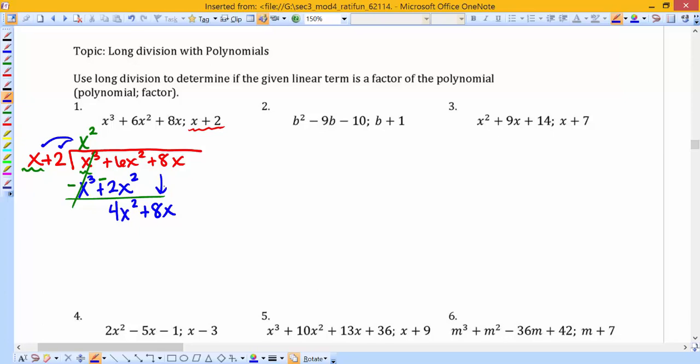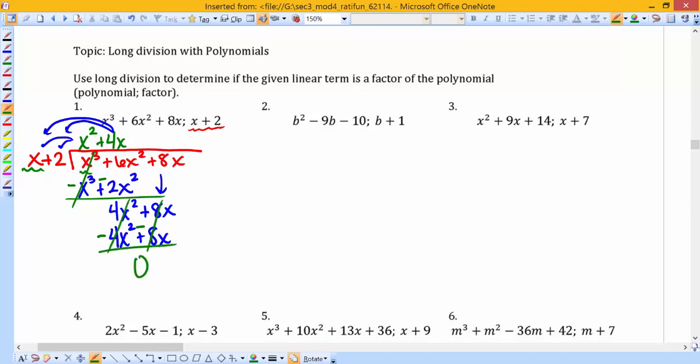Now I'm going to go through this process again. What do I have to multiply x by in order to get 4x squared? I must multiply by 4x. You do have to be decent with your multiplication. So I'm going to distribute again, and I have 4x squared plus 8x. Now I must subtract. Oh, and they both cancel.